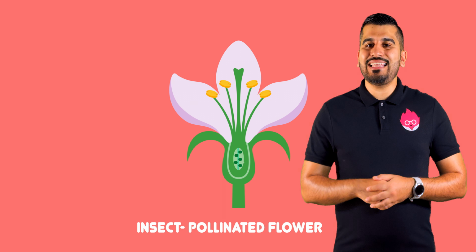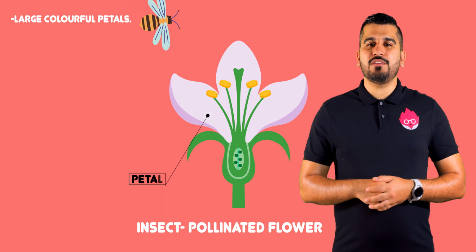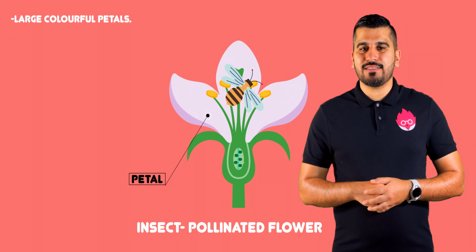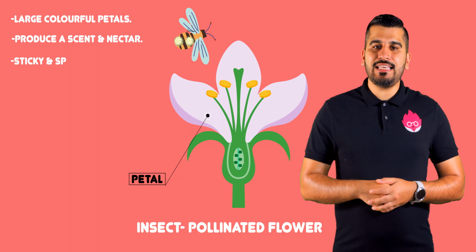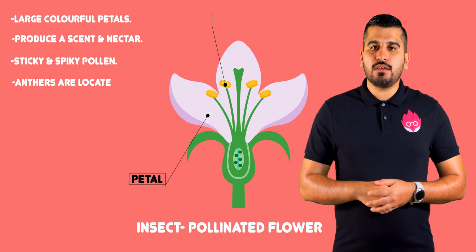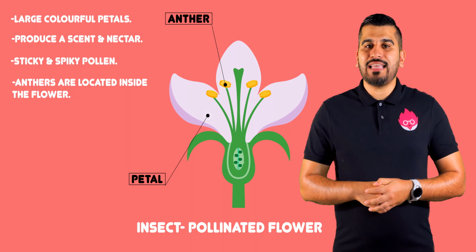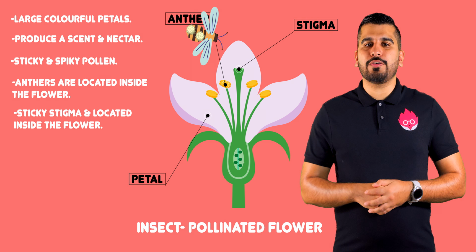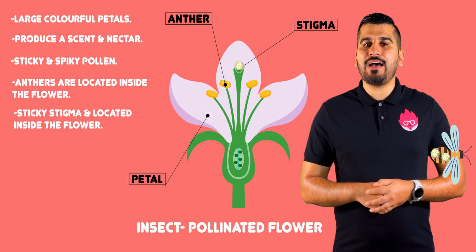Looking firstly at the insect-pollinated flowers, they have the following features. They have large, colourful petals to attract insects. They have a scent and nectar to attract insects to the plant. They have sticky, spiky pollen grains to attach to insects. The anthers are located inside the flower, so the insects have to brush past them. They have a sticky stigma to collect pollen grains, and it is located on the inside of the flower, so insects have to brush past it.